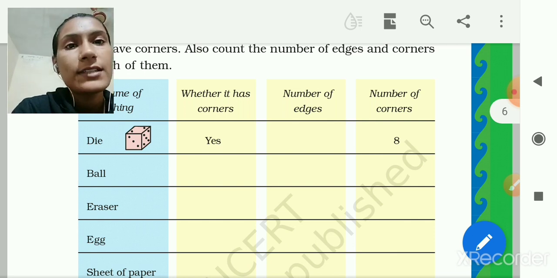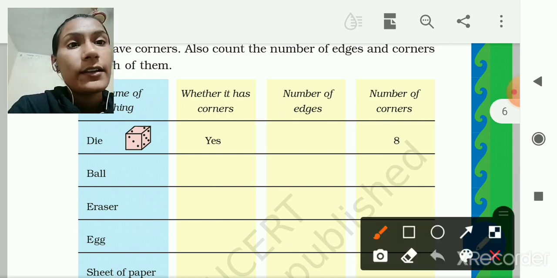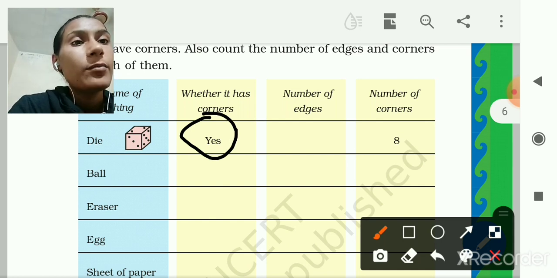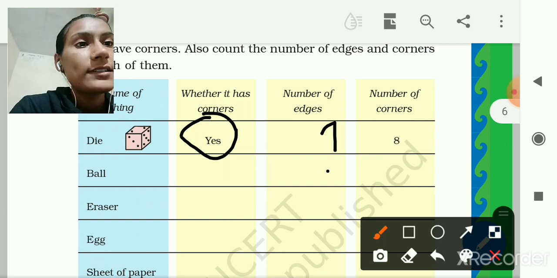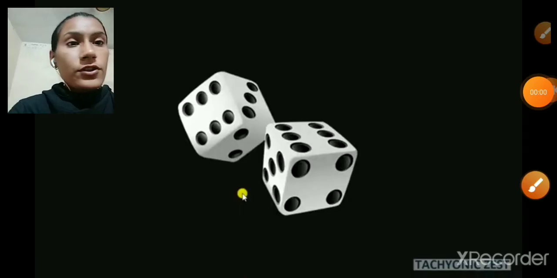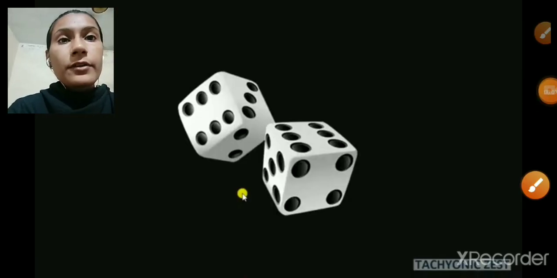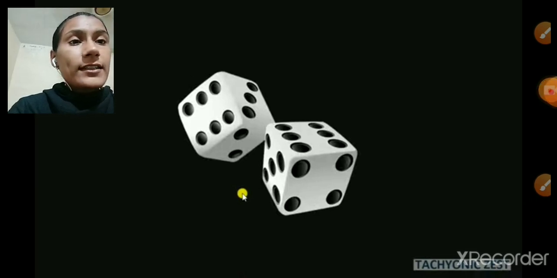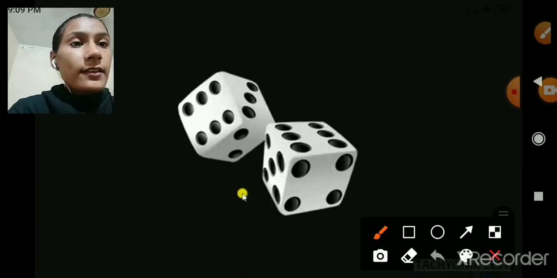So first one is die. It has corners, yes. Then the number of edges. The number of corners is 8. Let's see the number of edges in a die. In a die, the total number of faces is 6. So let's see the edges in the die.